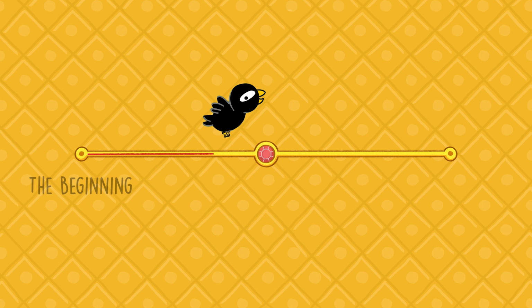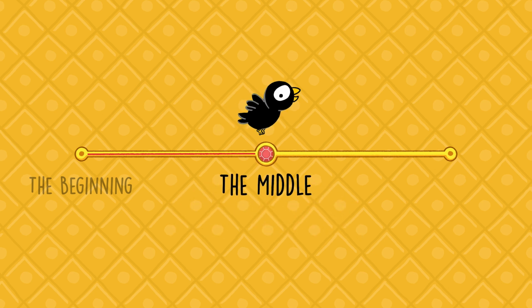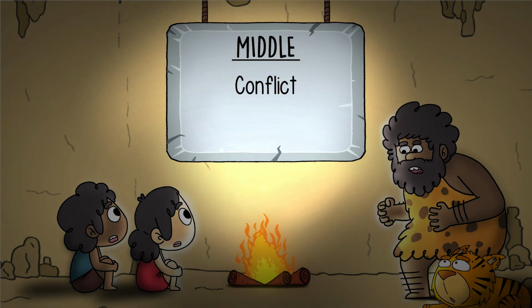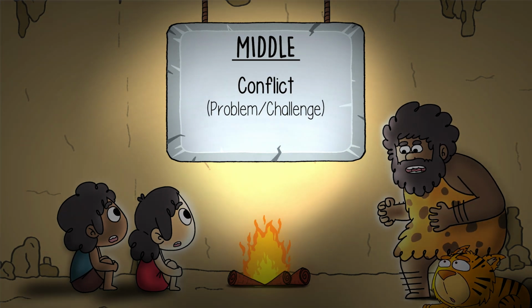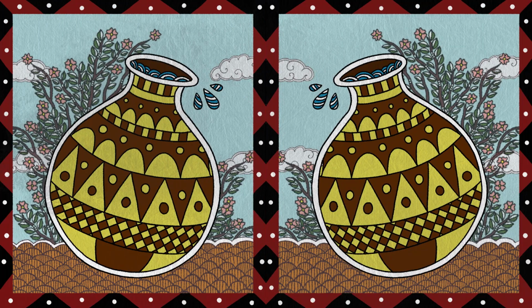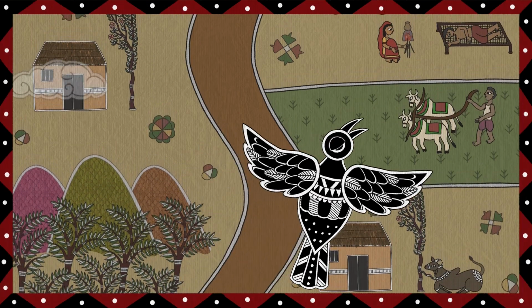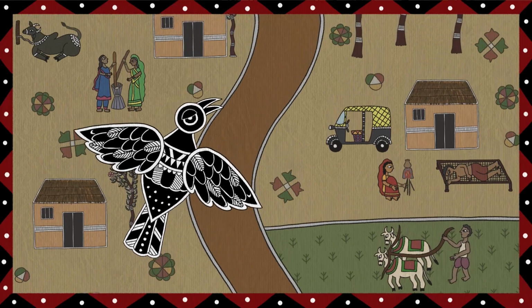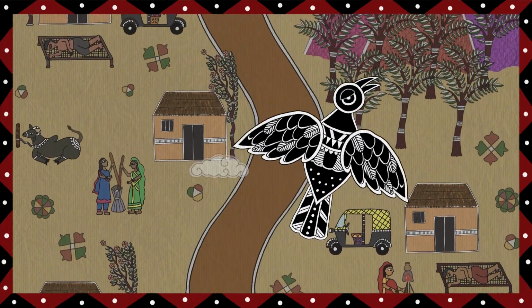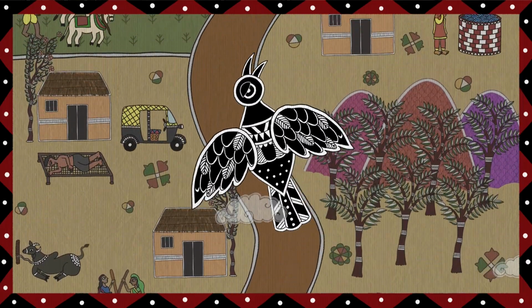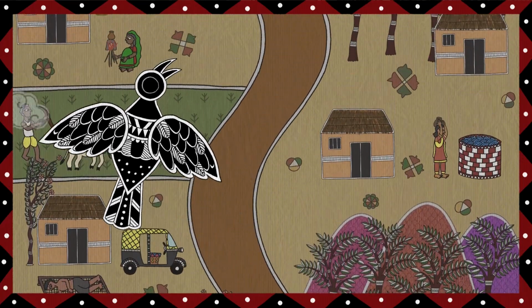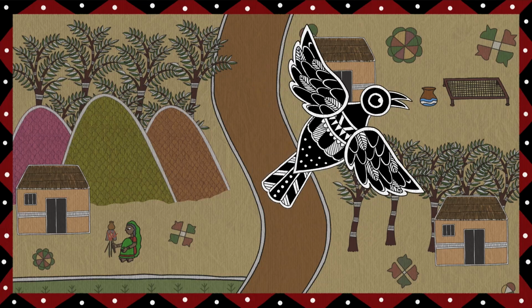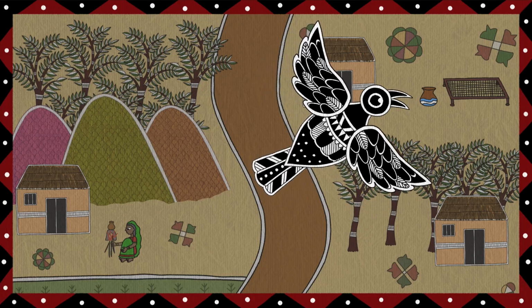Next, we get to the middle. The plot of the story starts to take shape here. This is where the conflict starts to build. A conflict is a problem or challenge that your character faces. It makes the story interesting, and every good story requires conflict. It motivates your characters to take action and drives the story forward.